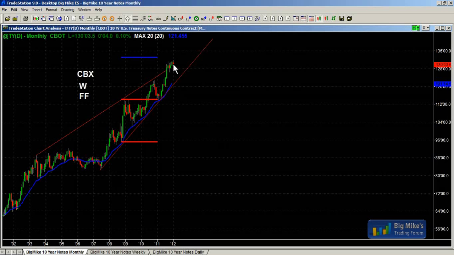The top has not triggered. We have not reversed down yet, so it's still in the bull trend. But I think the odds are that sometime soon we're going to have a very big reversal in interest rates, with the bonds and notes falling for several years and interest rates going up for several years.